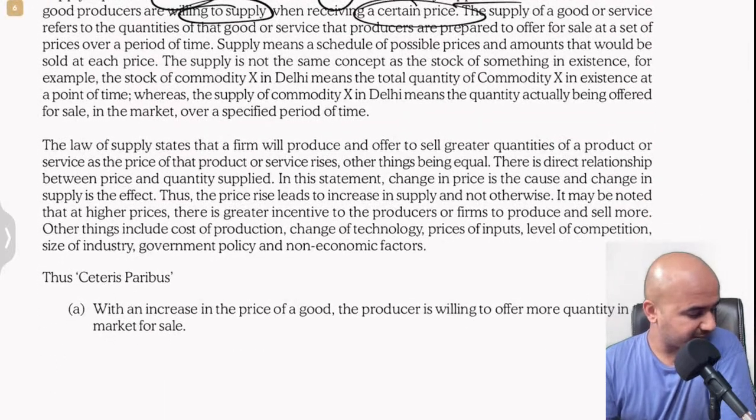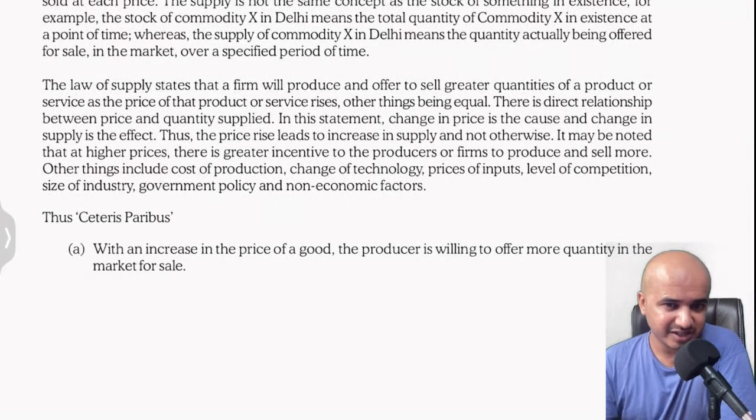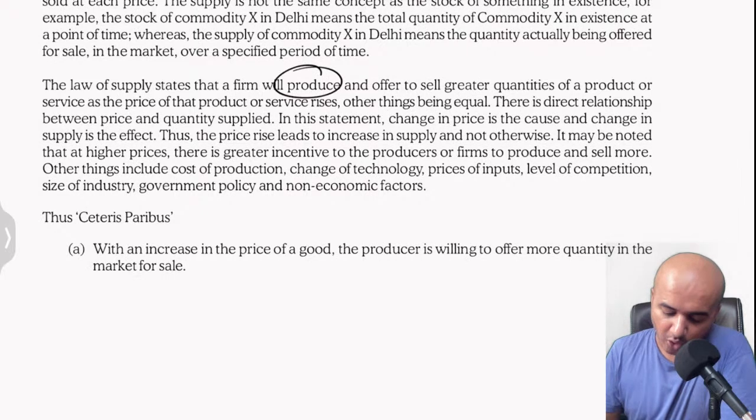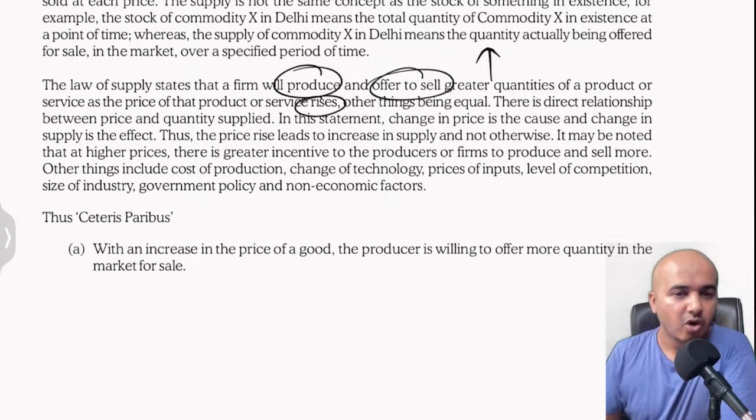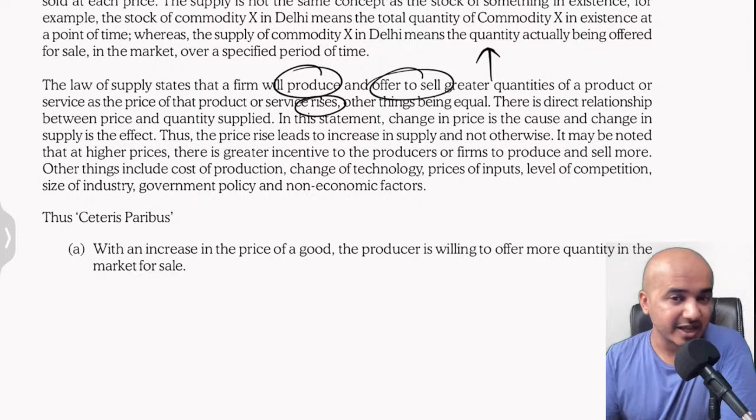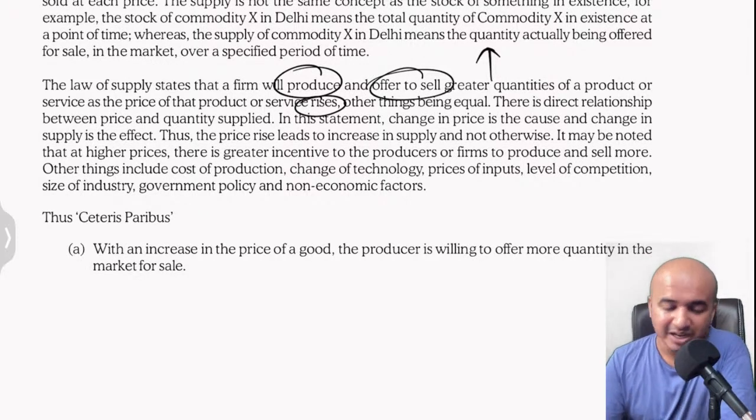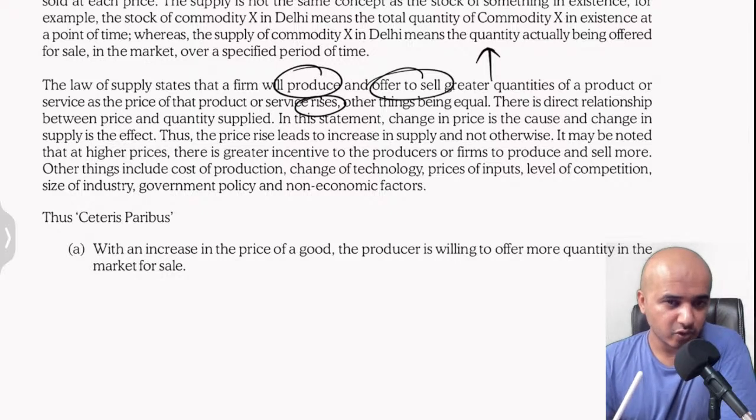Now let us look at law of supply, what exactly it states. What does it say? The law of supply says a firm will produce and offer to sell greater quantities. Firm, it could be any business, proprietary concern, partnership firm, etc., will produce and offer to sell greater quantities of product or service as the price of that product or service rises, all other things being equal. That means here also we are making certain assumptions. We'll come to that in a minute. But let us try to understand the law of supply. They say the firm need not necessarily refer only to a partnership firm.